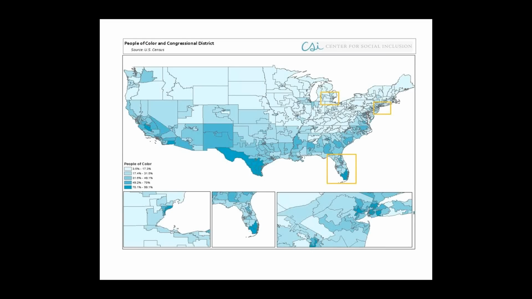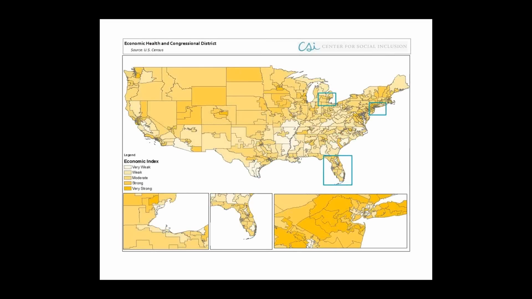Now, let's look at another map. This is a map of economic health in congressional districts. The dark yellow is very strong economic health. And we created this index using a number of different indicators, from access to schools, access to transit, looking at income, looking at access to jobs. The dark yellow is where economic health is very strong, where the light yellow is where economic health is very weak.